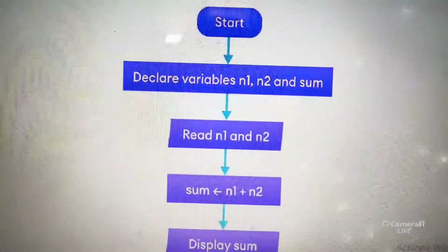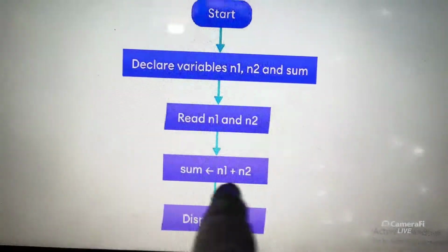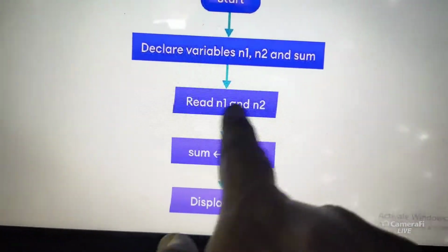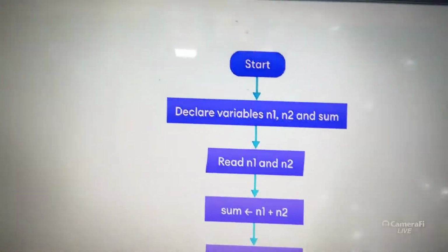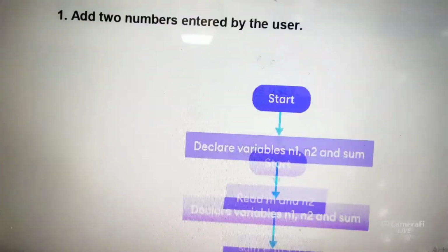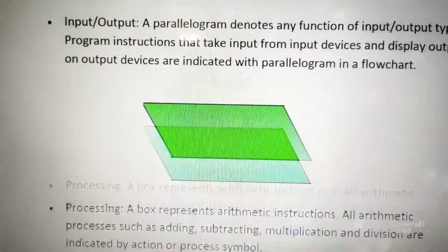So here some symbols are there. This is a rounded rectangle, this is a rectangle, this is a parallelogram, the input output parallelogram. Okay, so you should know the symbols so that we could write the flowchart. Here symbols are given for you, no problem, which symbol we have to take.